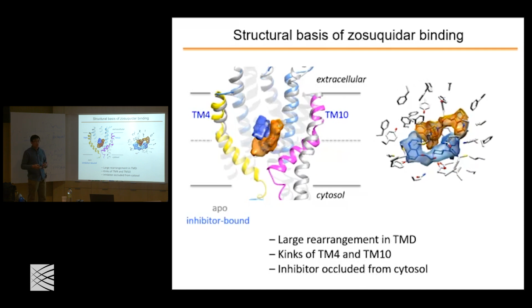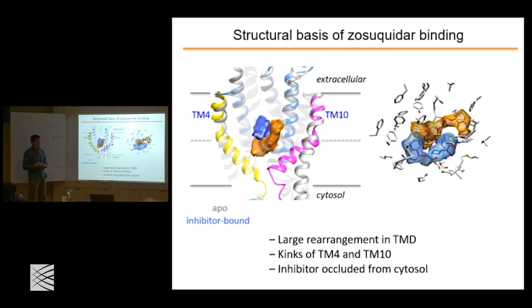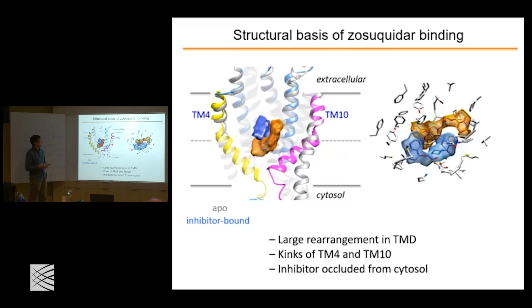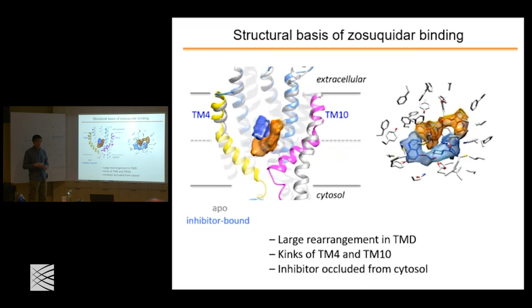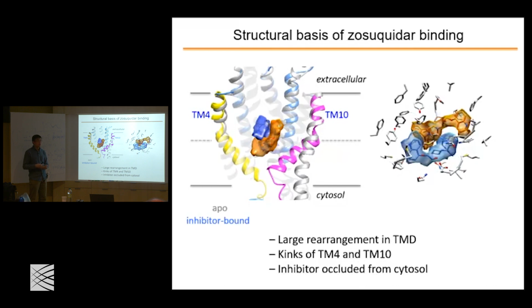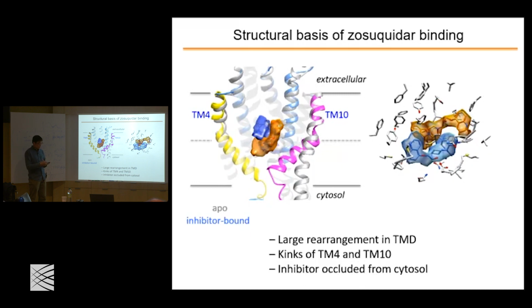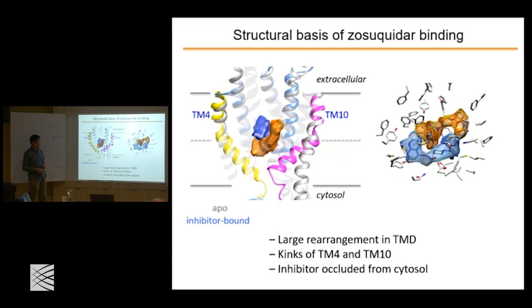So we are at the beginning of trying to solve a set of structures of PGP bound with a set of inhibitors, and also a set of substrates, to help us understand the structural basis of substrate and drug recognition, and also to understand why some compounds function as inhibitors but not substrates, and why some do it the other way around.